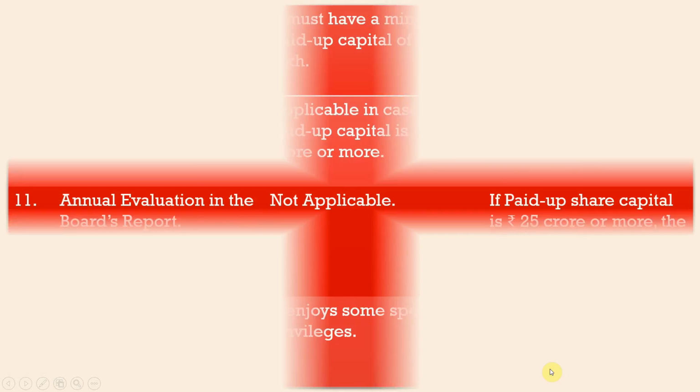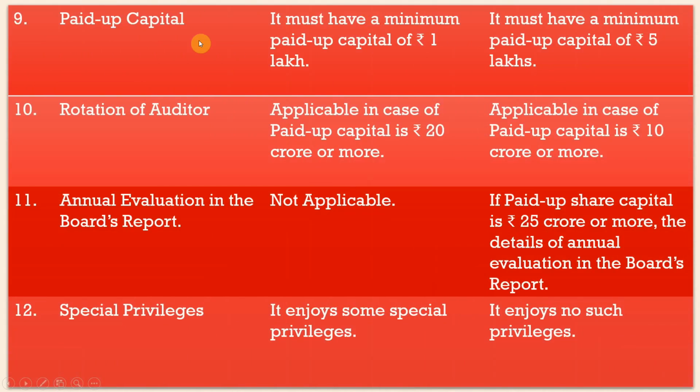Now next comes paid up capital. In case of a private limited company, I have told you earlier also, 1 lakh is the minimum capital, and in case of a public, it is 5 lakh. Rotation of auditor is applicable in case of private company if the paid up capital is rupees 20 crore or more, and in case of public limited company, it is applicable if the paid up capital is rupees 10 crore or more.